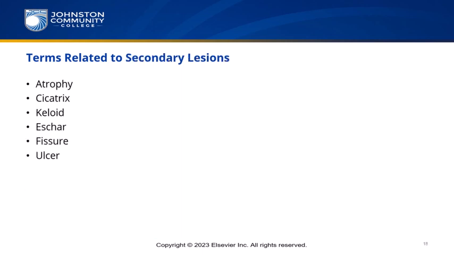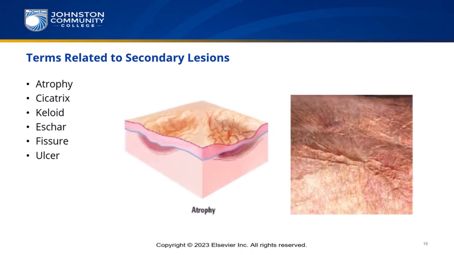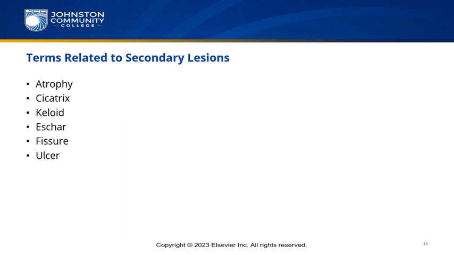Let's discuss some terms related to secondary lesions. So if skin is atrophied, it is characterized as being paper-thin or wasted skin. An example is the thinning skin of elderly or stretch marks that result from rapid weight gain. The specific term for stretch marks is striae. Don't confuse that with the term for the layers of the epidermis, strata.